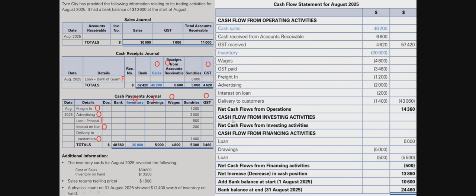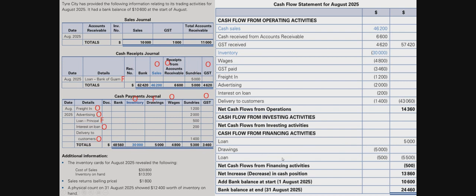Next, we got to record cash flow from investing activities. And luckily enough, there is no investing activities occurring here. There hasn't been a purchase or a sale of non-current assets. So this section is left blank. And lastly, we got cash flows from finance activities. Now, the only inflow that we received during this time was the loan that we took out from the Bank of Guam. And since it's only one line item, and it forms a grand total of inflows, we just record the value on the far right.